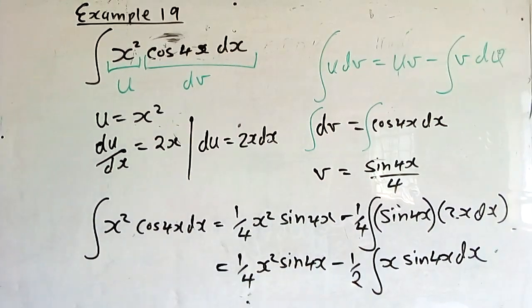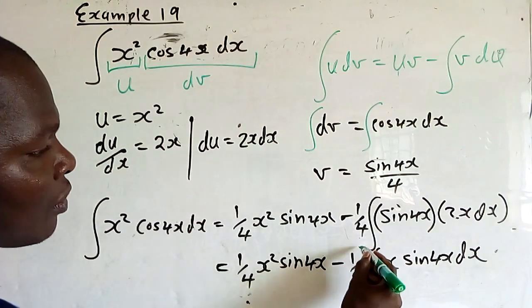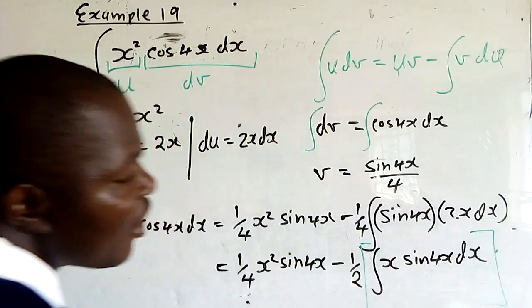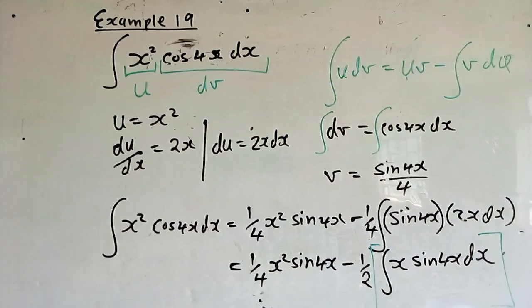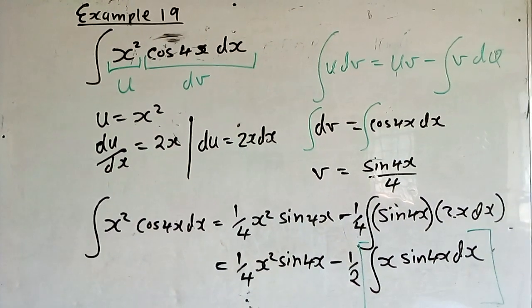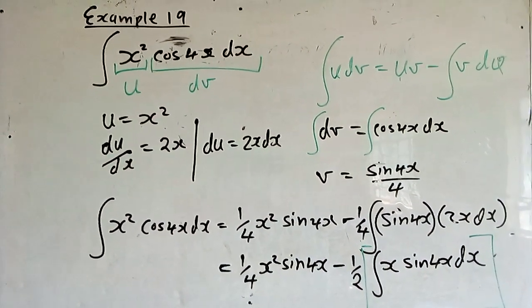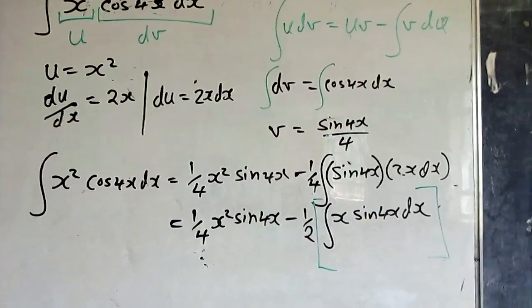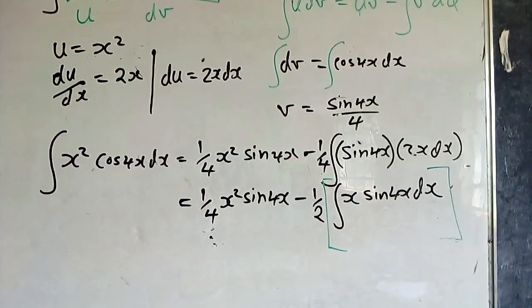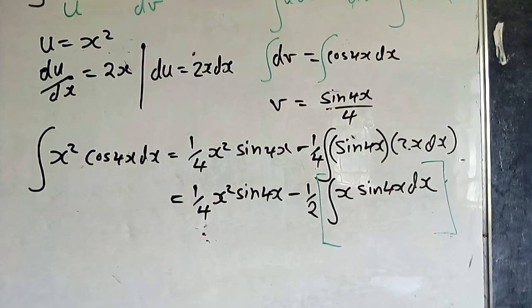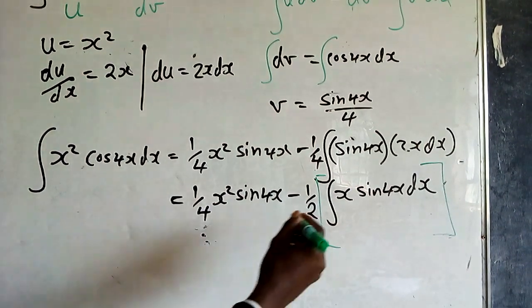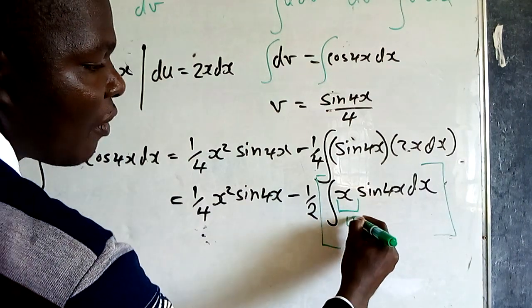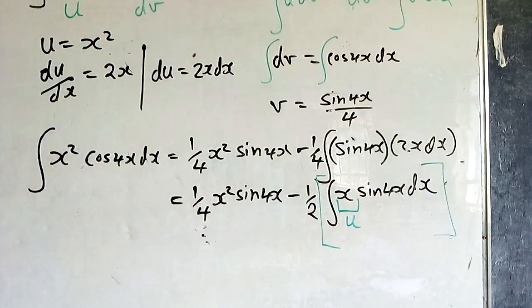So what is left to get rid of is this integral. It is still integration by parts. So let us deal with it. What is our u? Our u is x. Are we together there?